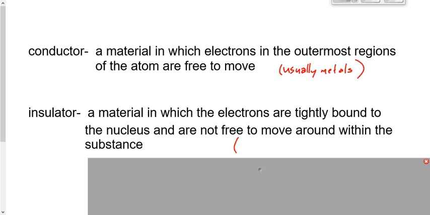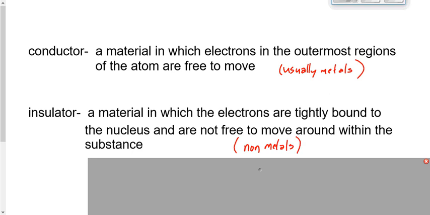Give me an example of an insulator. Rubber is a good insulator, yeah. Another one? Okay, yeah, that works. Wood is a good insulator. Glass is a good insulator. Plastic is a good insulator. Basically, we're talking about non-metals usually, right?